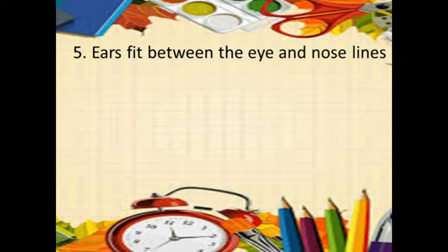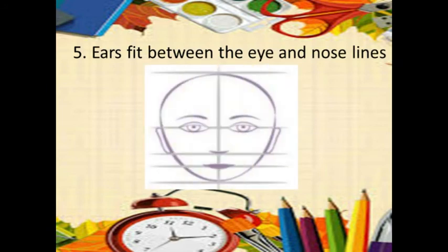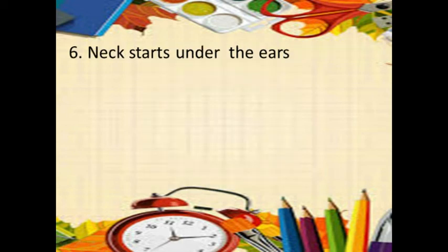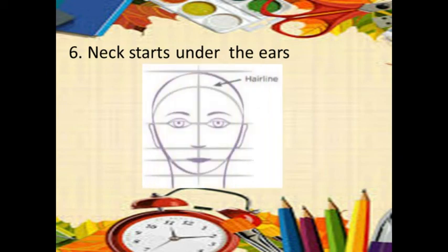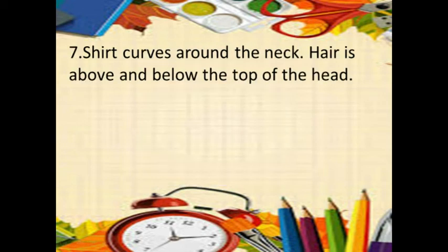And the fifth is the ears fit between the eyes and the nose line. So just like this. We have here the eye line and the nose line. So we are going to draw the ears. So in the sixth step, the neck starts under the ears. So we will draw a neck here, starting from the ears down to the bottom. And we also draw a hairline. Just like that. Next, the shirt.